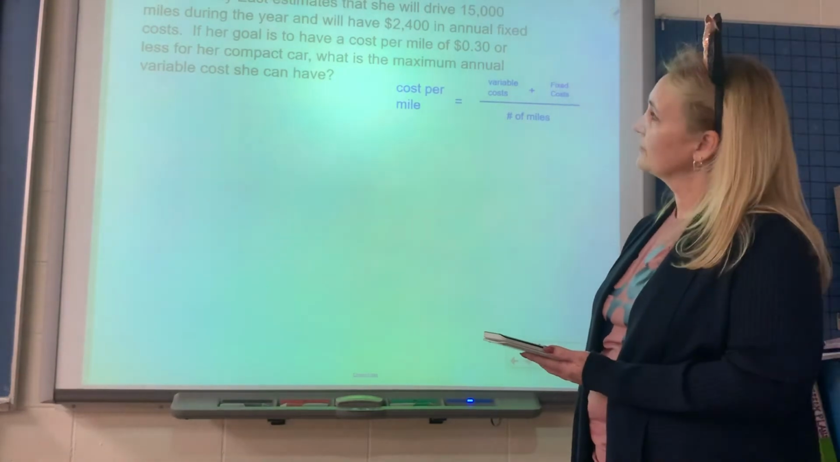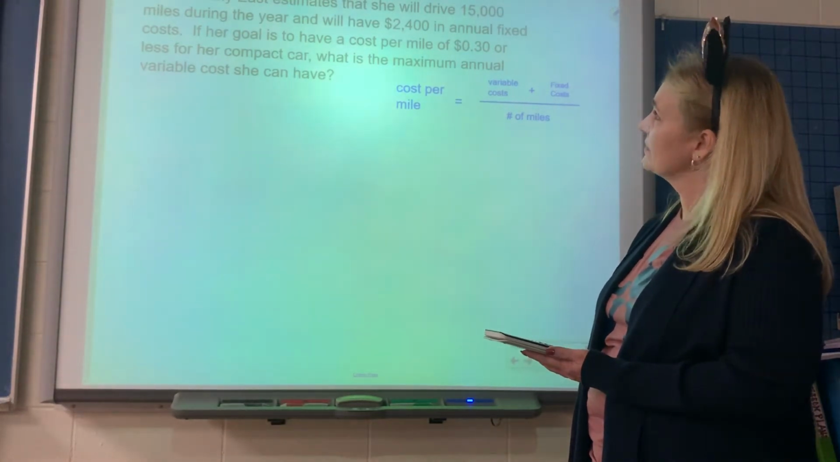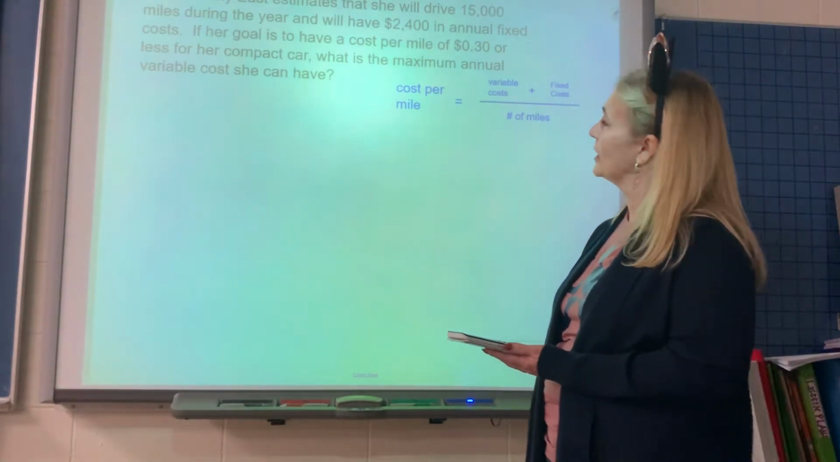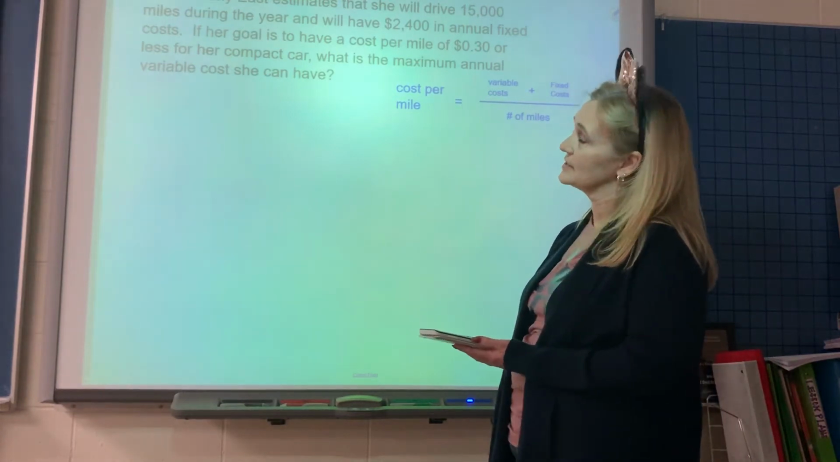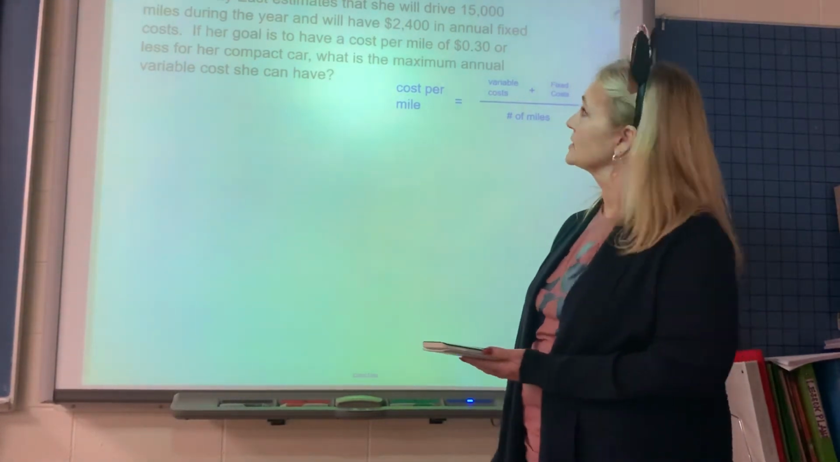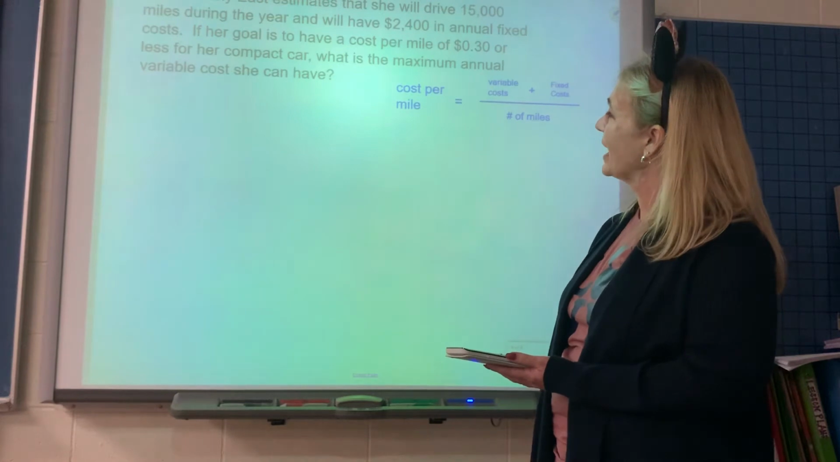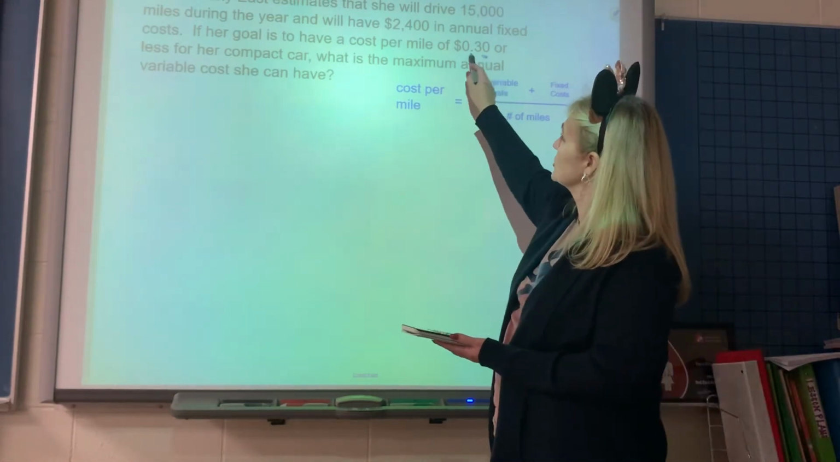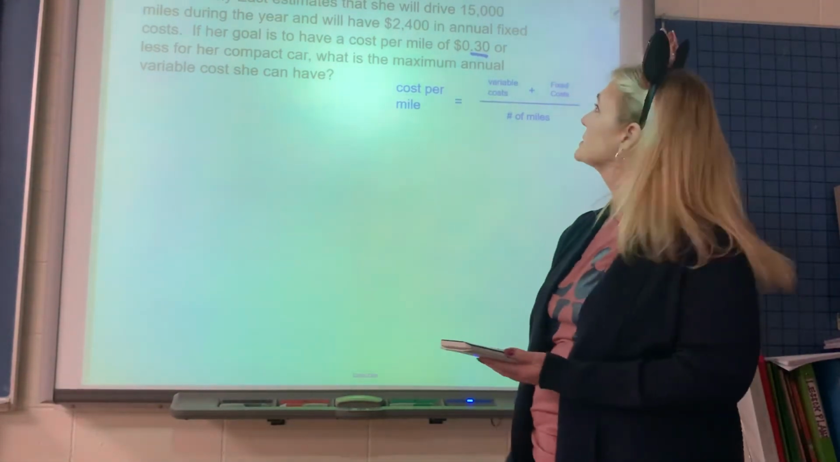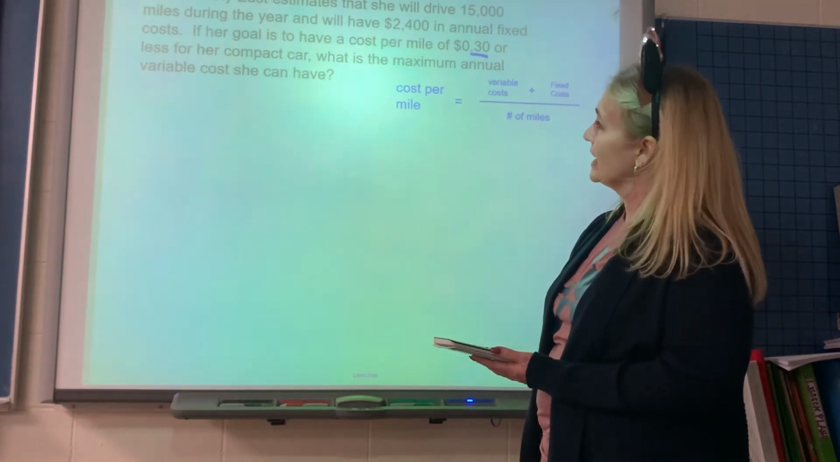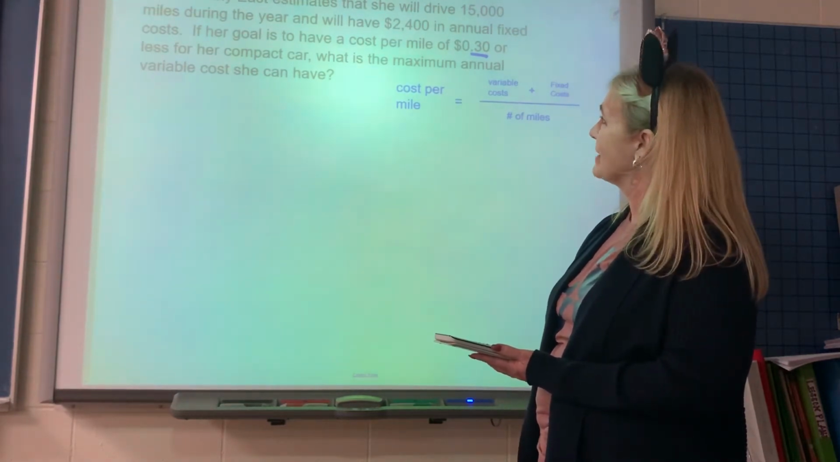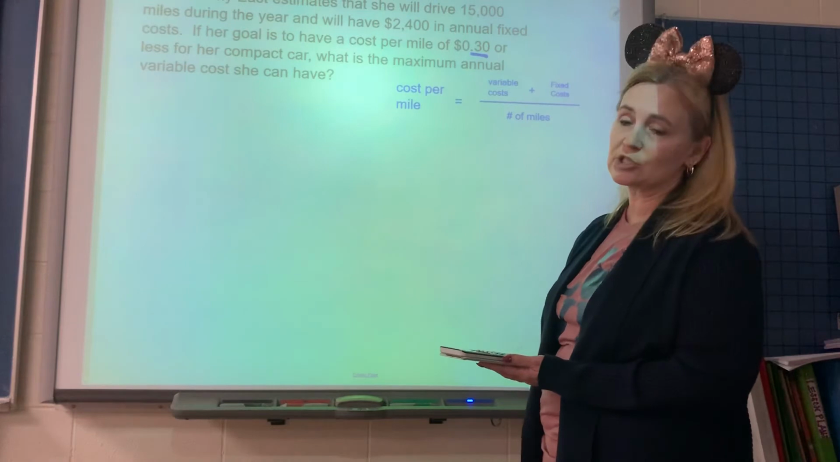Let's try again. Tiffany estimates that she will drive 15,000 miles during the year and will have $2,400 in annual fixed costs. So they gave you the fixed costs. If her goal is to have a cost per mile of 30 cents, she wants the cost per mile to be 30 cents or less for her compact car. What is the maximum annual variable cost that she can have?